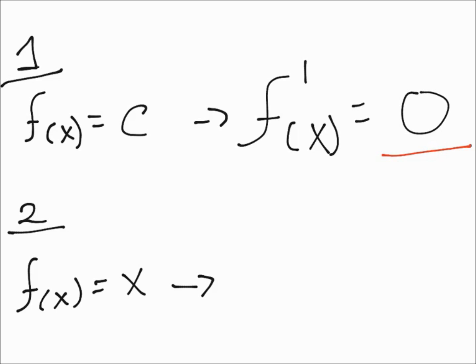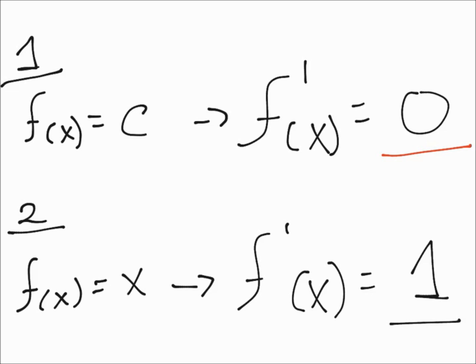For the case of a variable, it's going to be the coefficient of the variable. If it's only x, the coefficient is 1, so it's going to be 1. If it was 2x, it would be 2. So it's just going to be the coefficient.